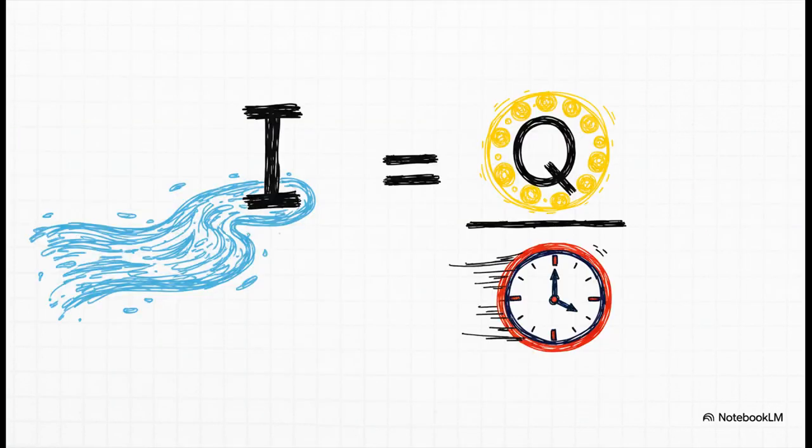And what's really cool is we can boil this whole concept down to one super simple formula. Current, which we use the letter I for, just equals the total charge, which is Q, divided by the time it took to pass, T. That's it. This little equation is the key to understanding pretty much everything else.